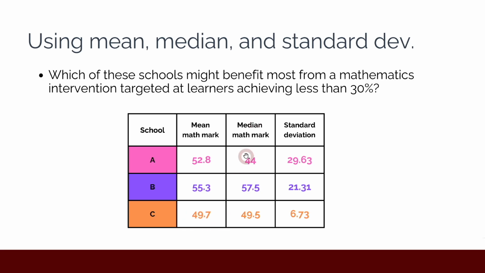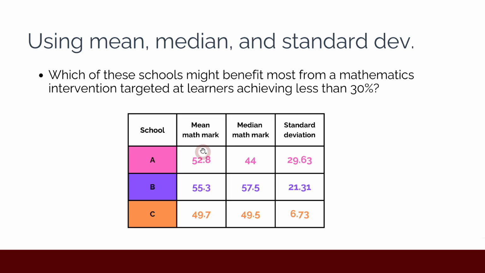School A, though, probably had the highest number of lower achievers because the median was 44, so half of the learners achieved less than 44. And now we have the standard deviation for these three schools. Maybe we're trying to figure out which of these schools would benefit most from a mathematics intervention that is targeted at learners who achieve less than 30%.